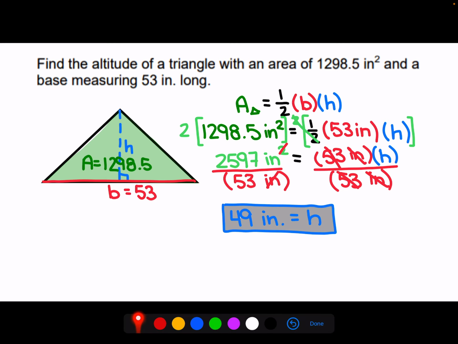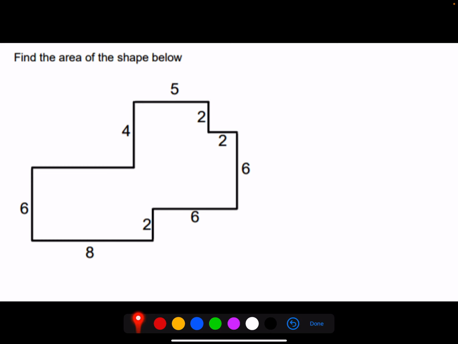Of course, we can see that the square and the inches cancel out, which just leaves me with inches here. So that's why it's not inches squared or anything, or just 49. It's because all I have left is inches for units. Our last question of the day. Find the area of the shape below.